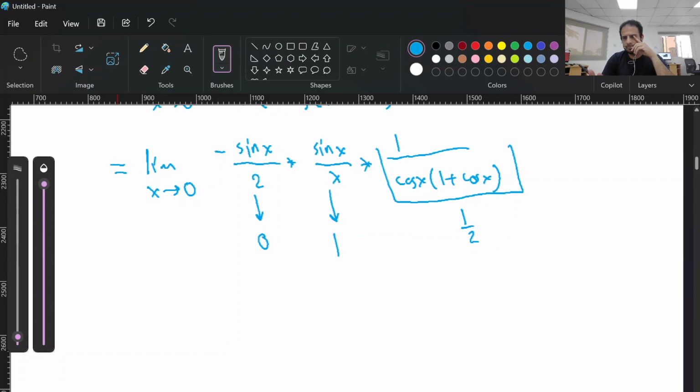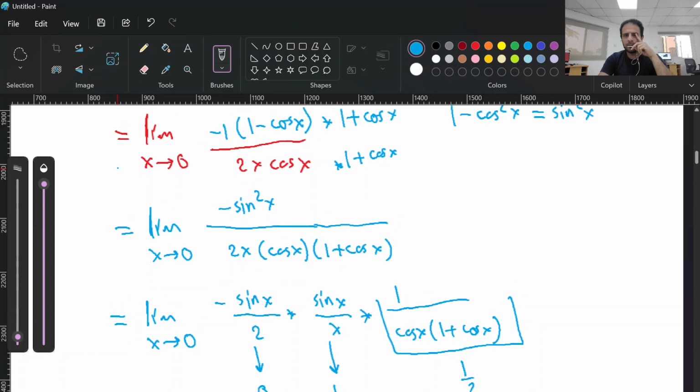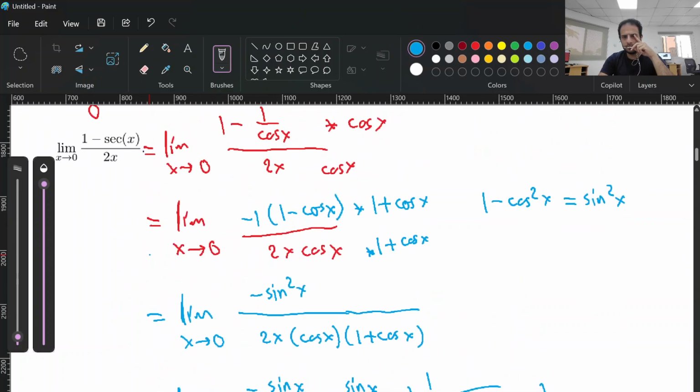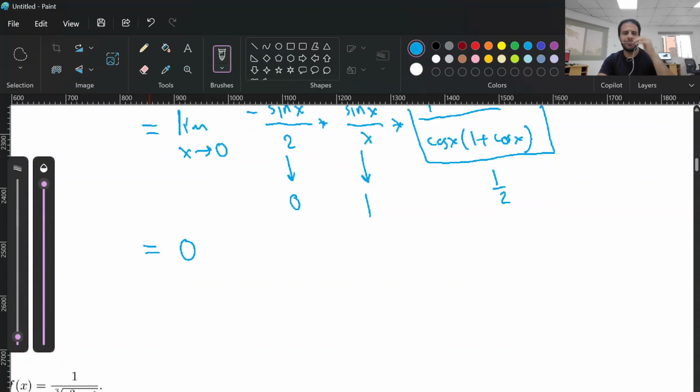Is it clear? Yes, Professor, it's clear. Now you can distribute the limit if you want. You can distribute it over multiplication because each one exists. But one step, let's do it one step. It will be 0 times these numbers, right? So it's just 0. Do you have questions about this? Let's go to the next problem, if you don't have questions.